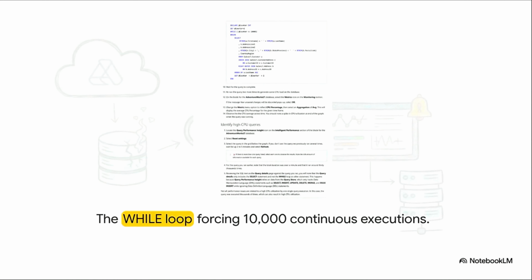And here is our primary suspect. Really notice the structure of this T-SQL query we're dropping into the editor. It isn't just your standard select statement pulling some customer addresses. Notice that wrapper around it? We're setting a counter and initiating a while loop. While @counter is less than or equal to 10,000, we are actively forcing the database to run this exact same customer address lookup 10,000 times in a row.